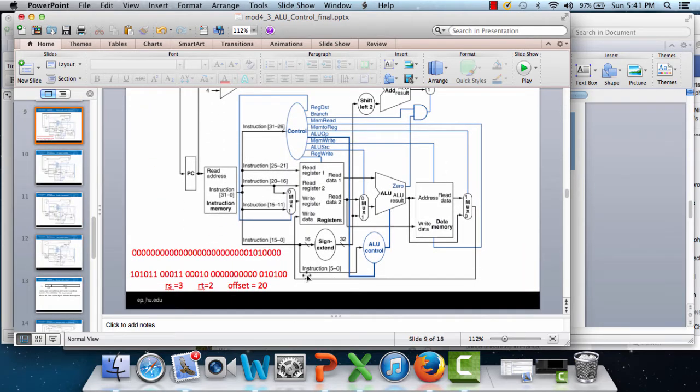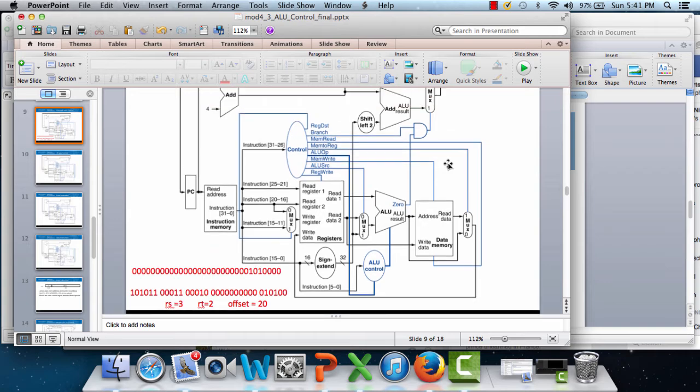So our inputs here are the least significant 6 bits of the instruction. That's this value right here of 1, 2, 4, and 16 is 20. And the ALU op of 0, 0. So that's the answer to part B.